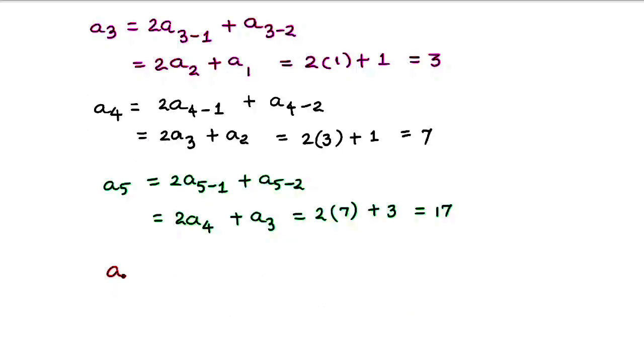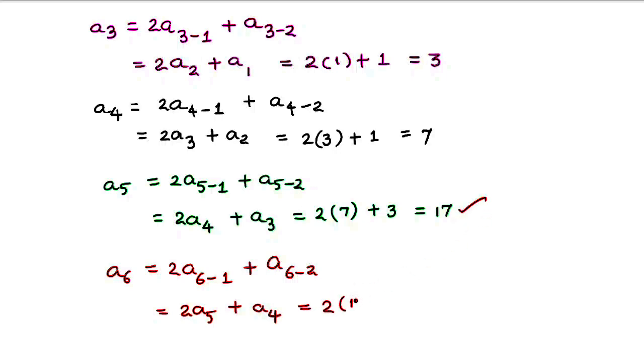Next term a6 equal to 2 into a(6-1) plus a(6-2) equal to 2 into a5 plus a4 equal to 2 into a5 is 17 plus a4 is 7. This is equal to 2 into 17, 34 plus 7, 41.